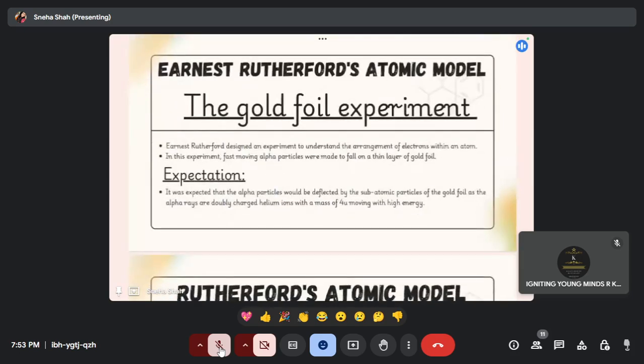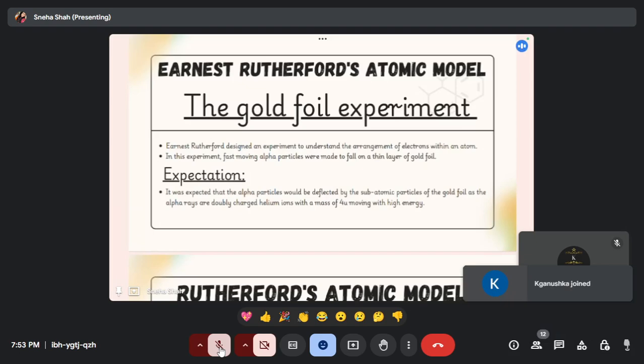So Ernest Rutherford designed an experiment to understand the arrangement of electrons within an atom. In this experiment, fast moving alpha particles were made to fall on a thin layer of gold foil. Now, does anyone have this question, why gold foil only? Why only gold foil, because not any other metal? He needed a thin layer, ma'am. So gold is one of the possible options.